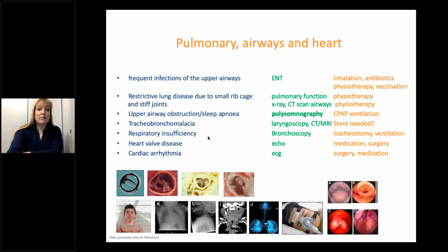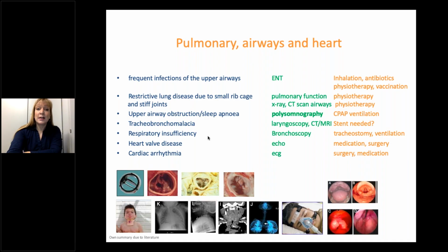We have the restrictive lung disease due to the small and very stiff rib cage in these patients. I don't know whether you have seen, but most of these patients have a very short trunk and long legs and arms. So the rib cage is extremely small, and the enlarged abdomen also gives not very much space to the lung, and the lung cannot really work properly. So this is why these patients really need a lot of help and physiotherapy also to deal with the lung disease.